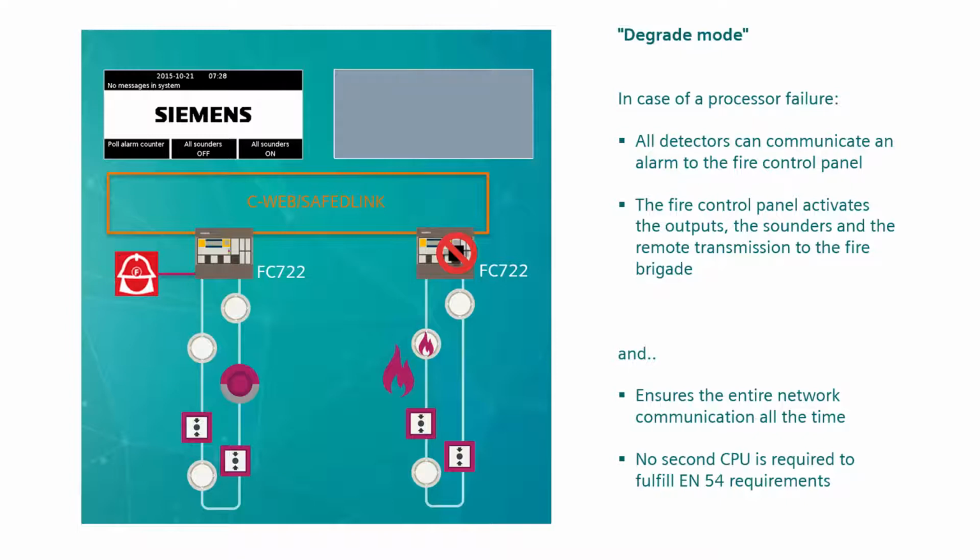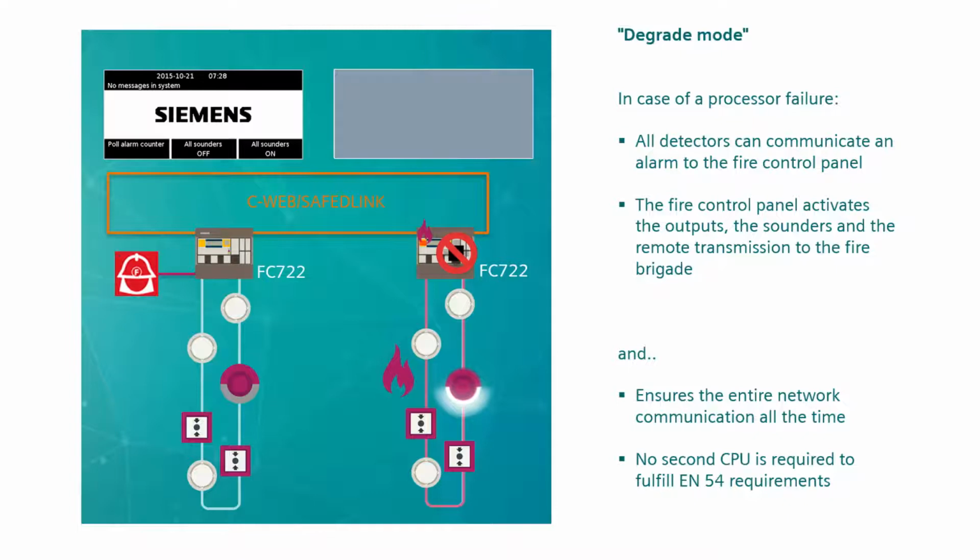Fire. A fire detector detects a danger. Because the processor has failed, the control panel is unable to display a message on the screen. However, the red LED displays the alarm and the control panel activates the outputs and the sounders on the CNET.